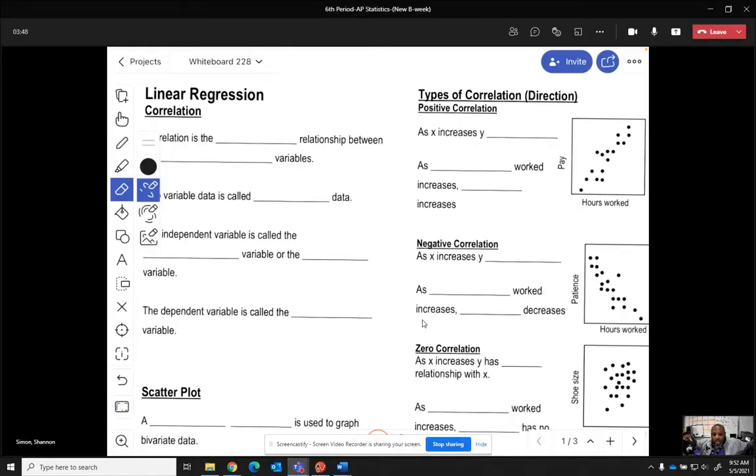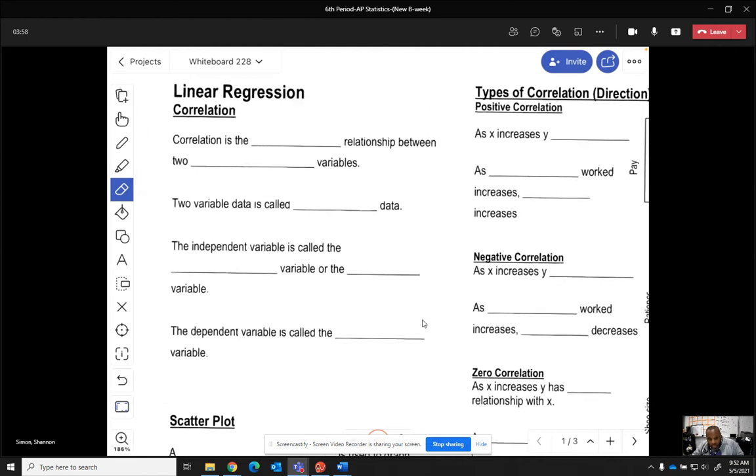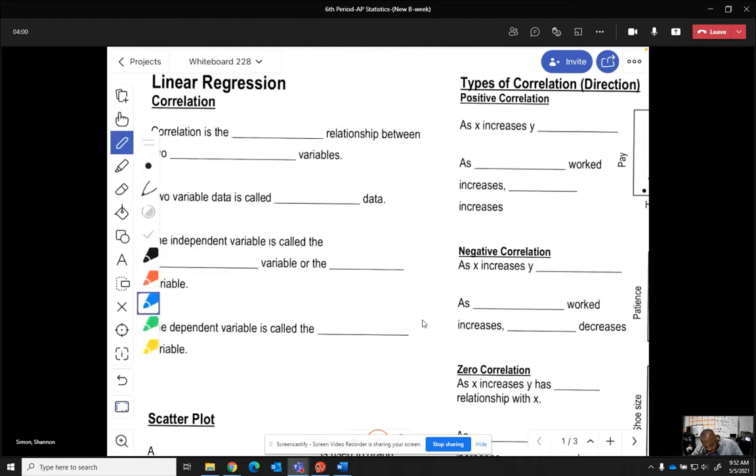So in this video, we're going to talk about what we call linear regression. Linear regression is made up of two very distinct things: correlation and least squares regression. When we talk about correlation, it's the linear strength, the linear relationship between two quantitative variables.